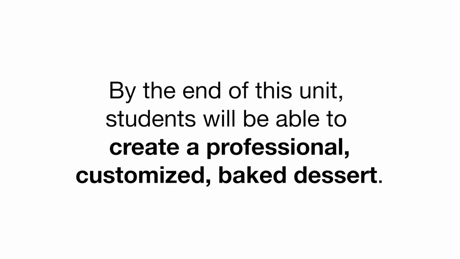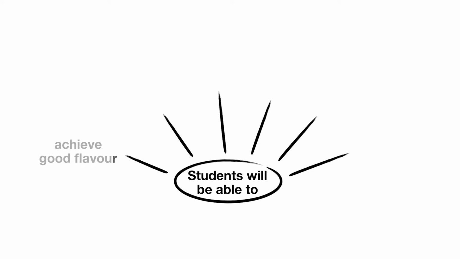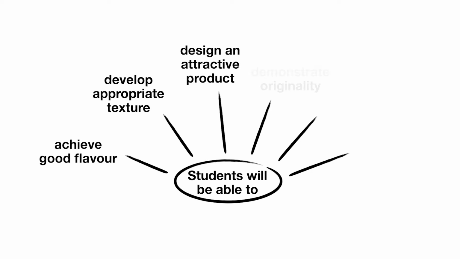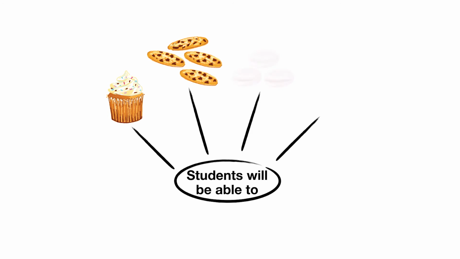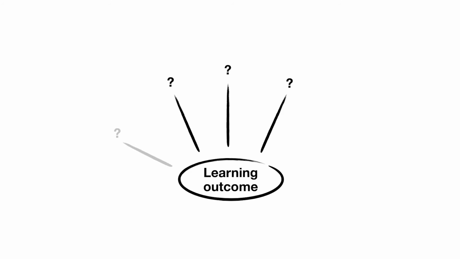Our example learning outcome is, by the end of this unit, students will be able to create a professional, customized baked dessert. To achieve this outcome, students will be able to achieve good flavor, develop appropriate texture, design an attractive product, demonstrate originality, customize a dessert, and engineer the dessert structure. Notice that these same criteria could be applied to a variety of baked desserts, not just the cake. For a given learning outcome, there are many possible assessment tasks. To create a valid rubric, it is important that both the assessment task and the criteria are derived directly from the learning outcome. The recommended number of criteria for a rubric is 3 to 5.